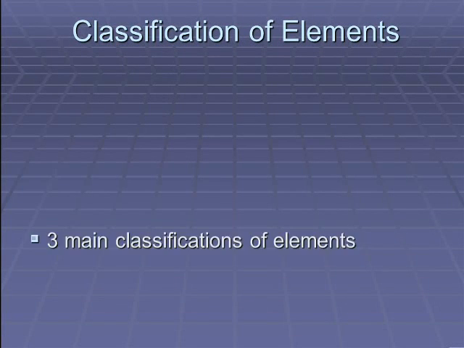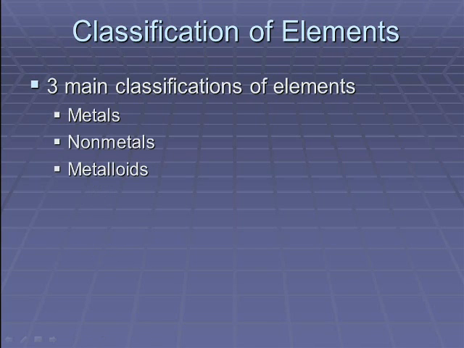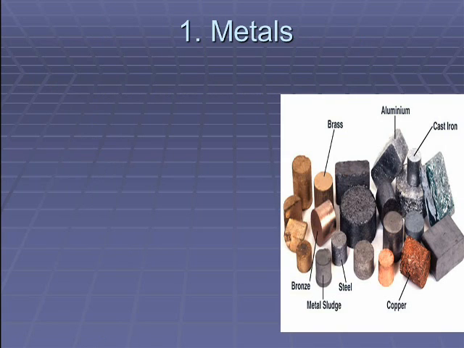So classification of elements. We're really going to look at three main classifications of elements, but then we break down those three main classifications even further. Now we have metals, nonmetals, and metalloids. Metals.